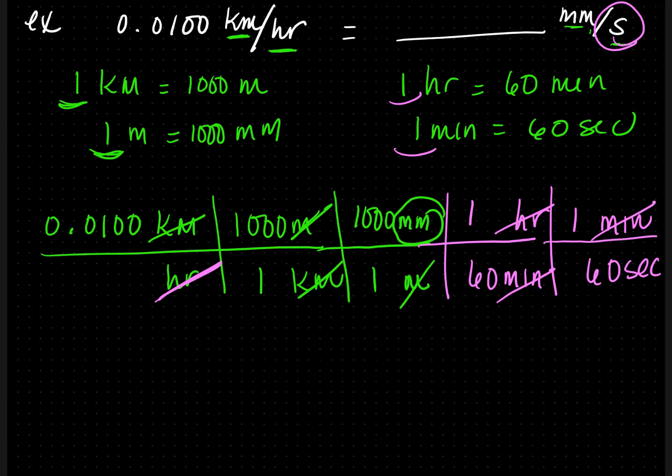So now I need to multiply 0.0100 times 1,000 times 1,000 times 1 times 1 for the numerator. And the denominator is 1 times 1 times 60 times 60. And you should get the answer of 2.77777 repeating. I need to go back and do sig figs. Conversion factors don't count.